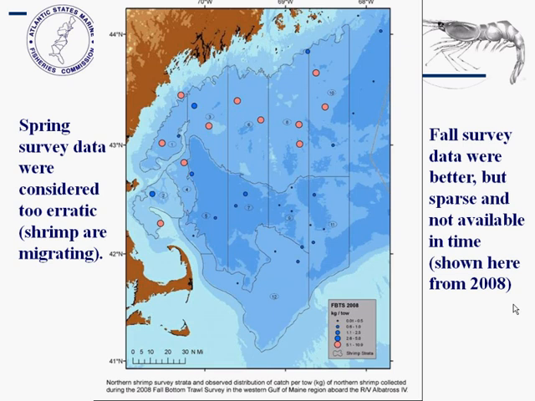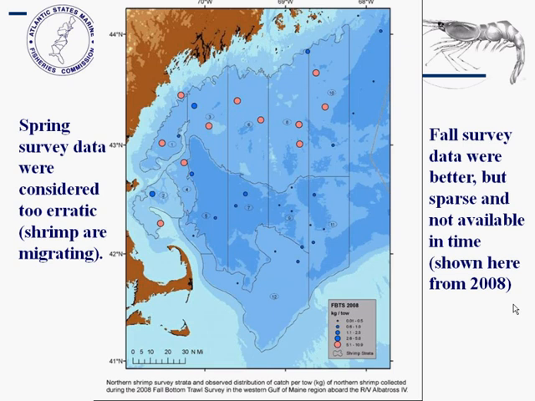So why didn't we just use those NIMS spring and fall survey data? Well, the spring data were very erratic because the shrimp are still moving. And so they were not considered. The fall data are better, but this is from the 2008 fall NIMS survey, and it's surveying in the right area, but it's really sparse. I mean, there just aren't a lot of points on there. Really not enough that you would want to base your whole management of the fishery on. In this area, there's only about a dozen points, and it's just not enough.